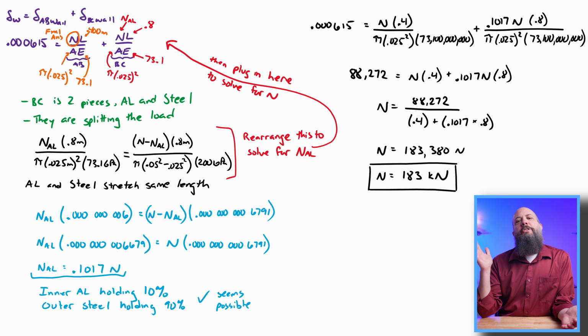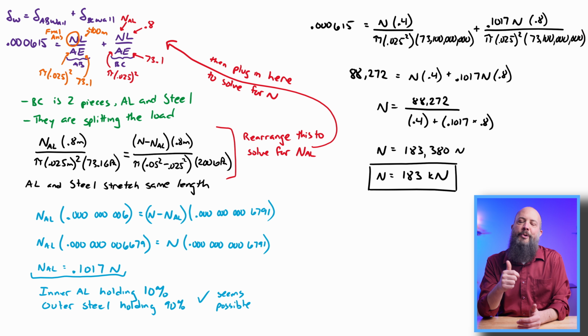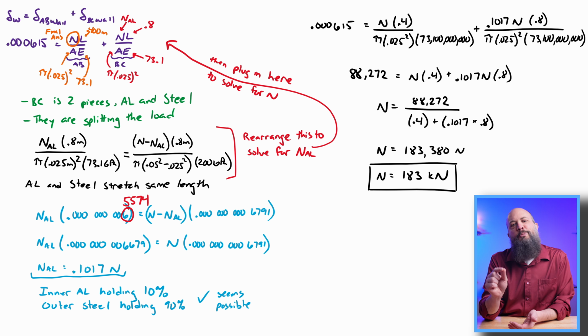So I plug in a bunch of numbers, 183 kilonewtons for N, the reaction force from the ground. But then I looked at my work and saw that in one of my intermediate steps, I only kept one decimal place, this 0.00006. And I had a feeling that that might actually be messing up my answer.